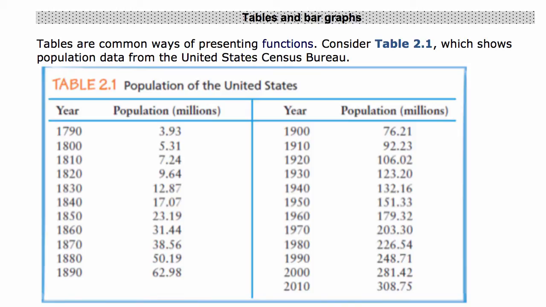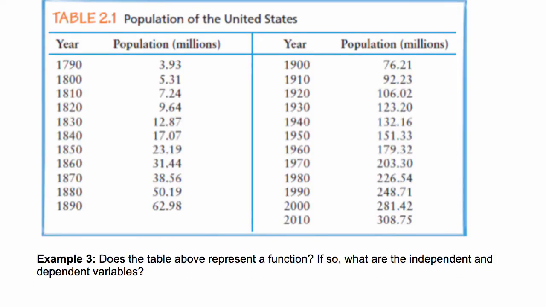Tables are common ways of presenting functions. Consider Table 2.1, which shows population data from the United States Census Bureau. Does the table above represent a function? If so, what are the independent and dependent variables?